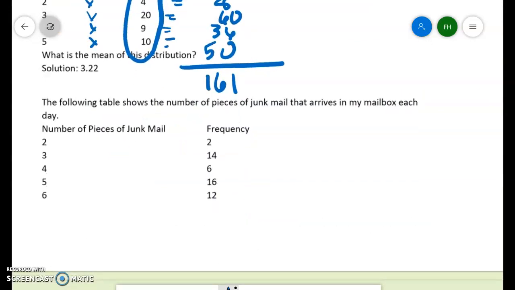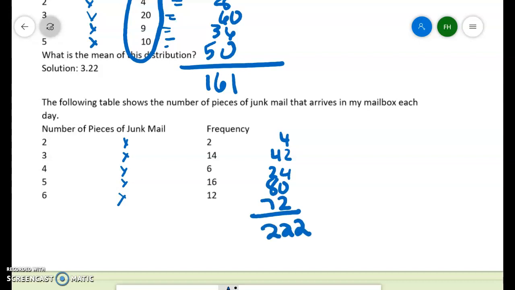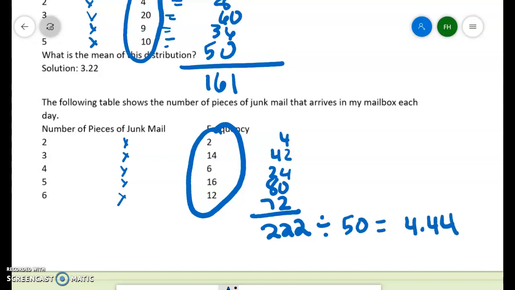For the next one, it's the same thing. Just multiply each one of these across. You get 4, 42, 24, 80, and 72, and you add those up and you get 222 divided by, how many do we have? Well, 16, 22, 38, 50. So 222 divided by 50 would be 4.44 for your mean.